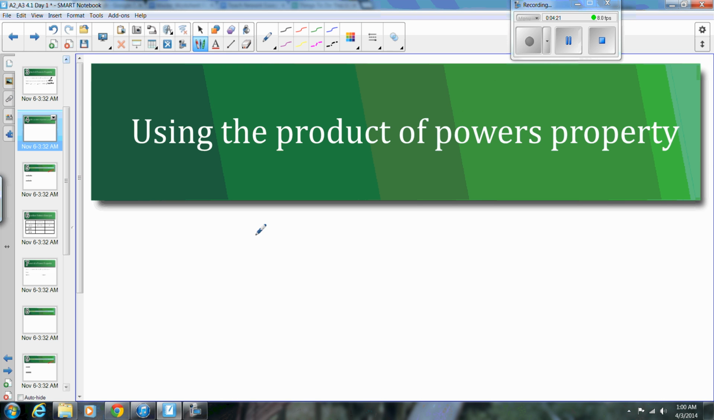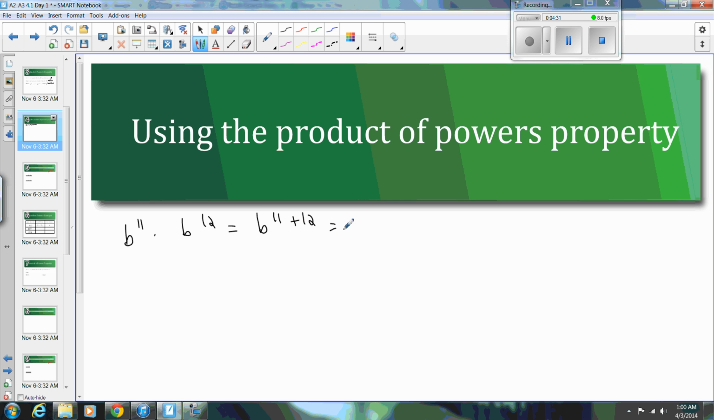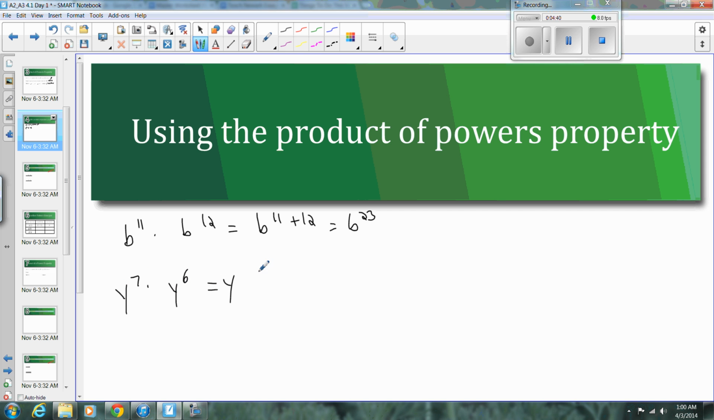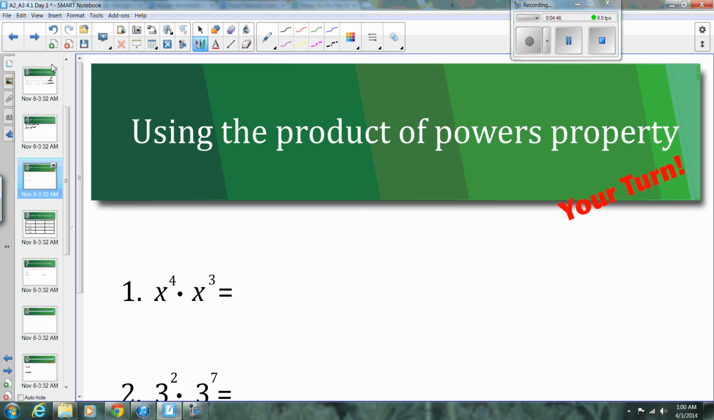So let's take a look at a couple more examples. Maybe say something like b to the 11th power times b to the 12th power. Well, that's just simply b to the 11 plus 12. What's 11 plus 12? b to the 23. Take a look at another one. How about y to the 7th times y to the 6th? What is 7 plus 6? Right? Y to the 13th, etc., etc. All right, so everybody should get the hang of that. I want you to take on some of your own problems that have to do with the product of powers property.